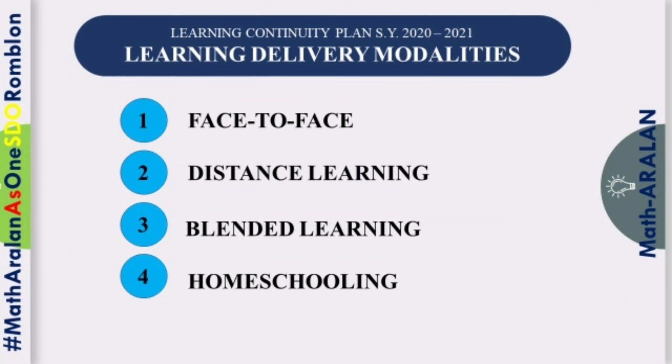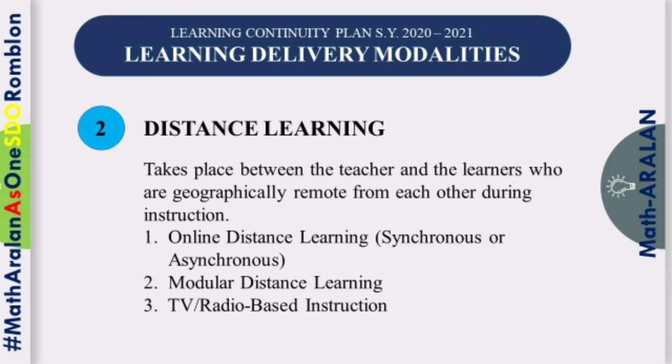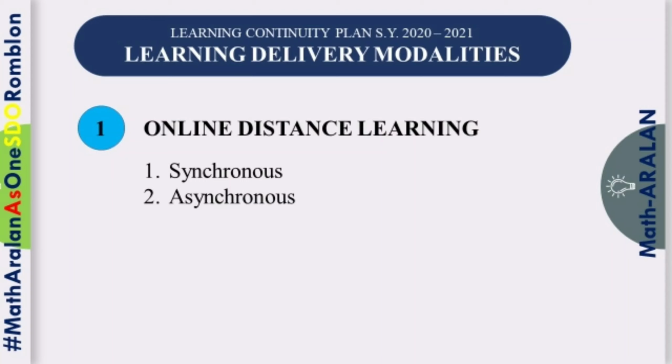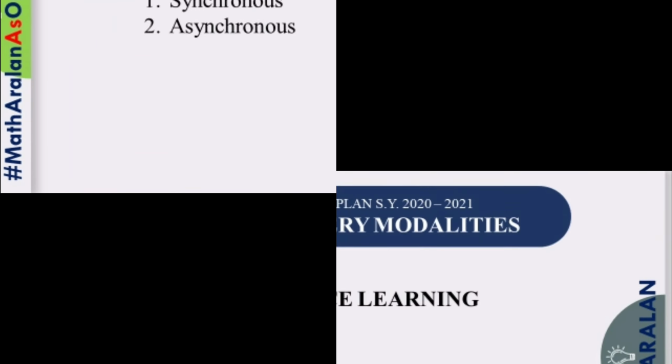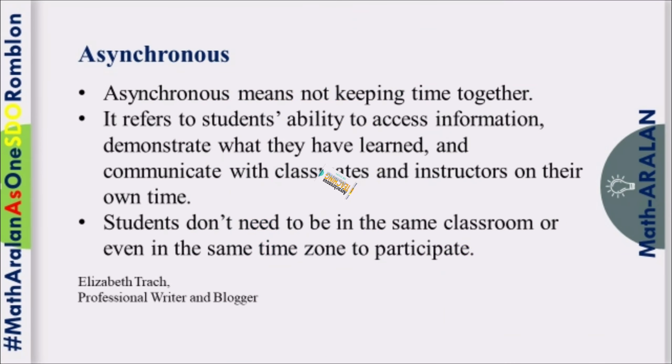In the learning continuity plan of DepEd, there are 4 learning modalities. These are face-to-face, blended, distance, and homeschooling. There are 3 types of distance learning. They are online learning, modular distance learning, and TV radio-based learning. Under online learning, there are 2 types, the synchronous and asynchronous. And in today's session, our topic is all about asynchronous teaching in the new normal.